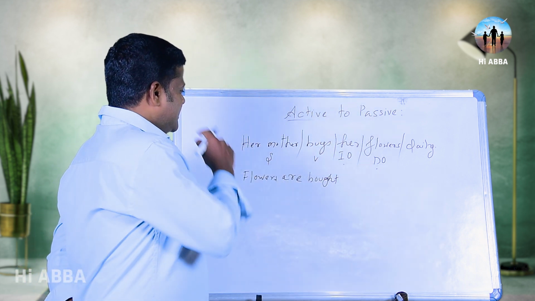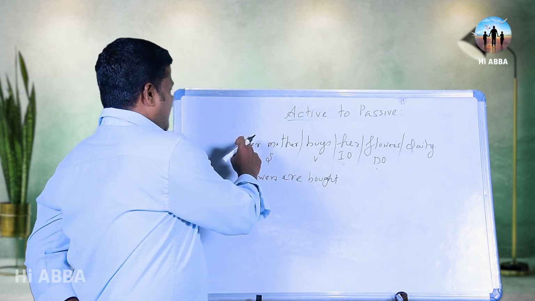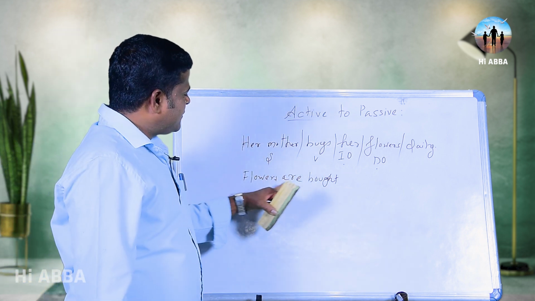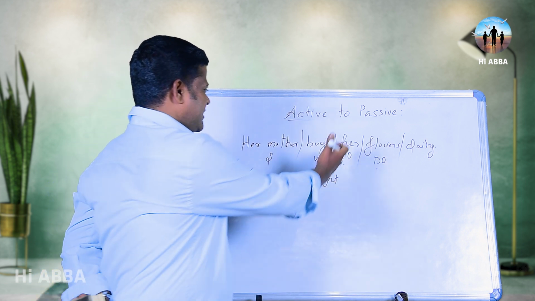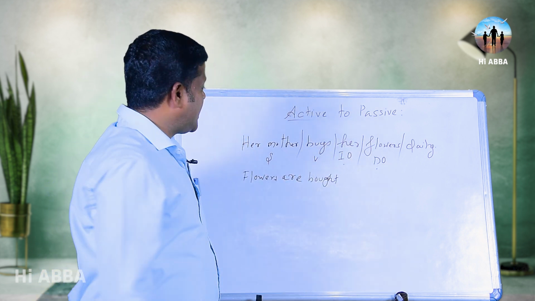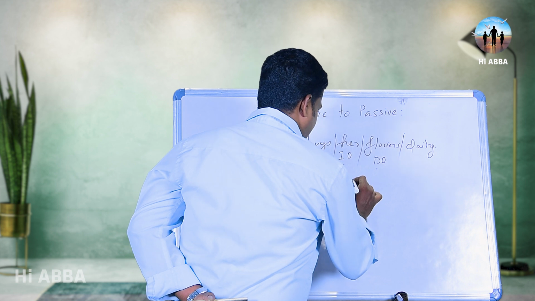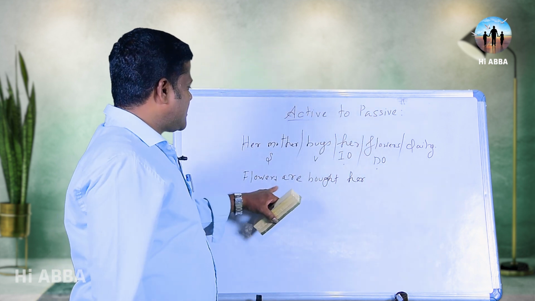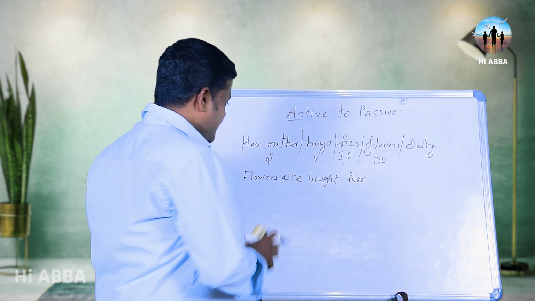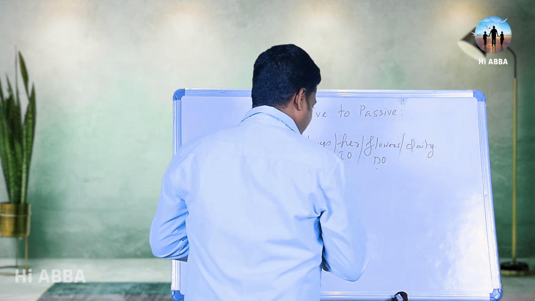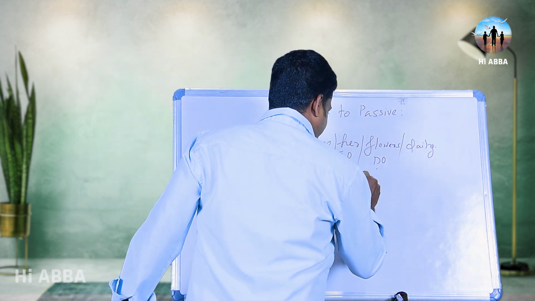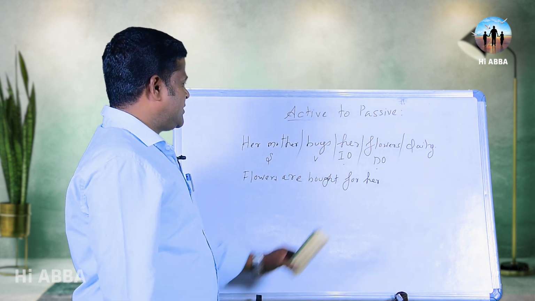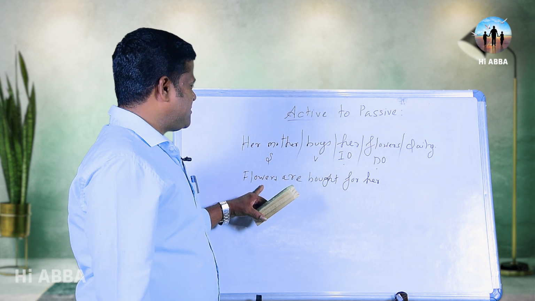Bought. Then the object will become subject. So now flowers are bought. Now this object has to be written just as it is. Now if we write her, it wouldn't give meaning. Flowers are bought to her. Instead of that, we'll add something. For her. So now direct object has become subject.